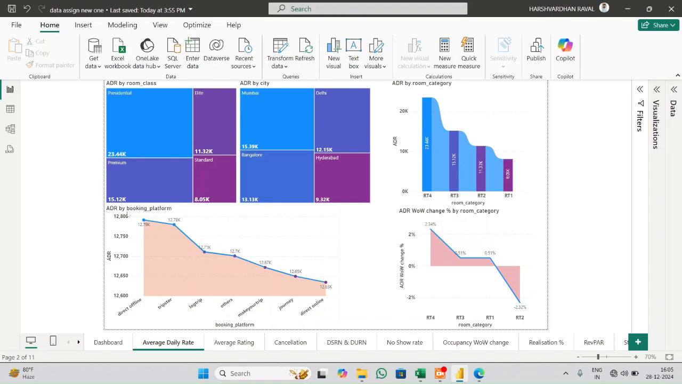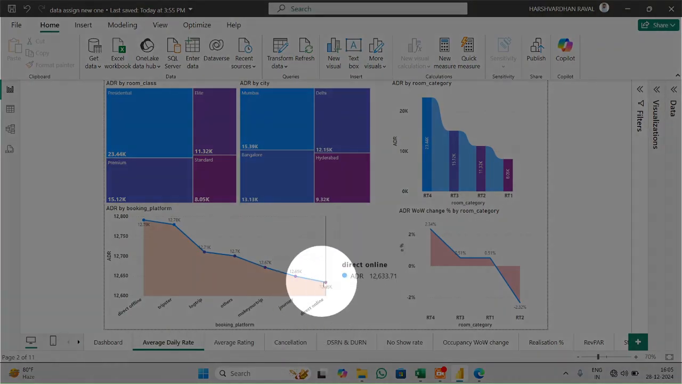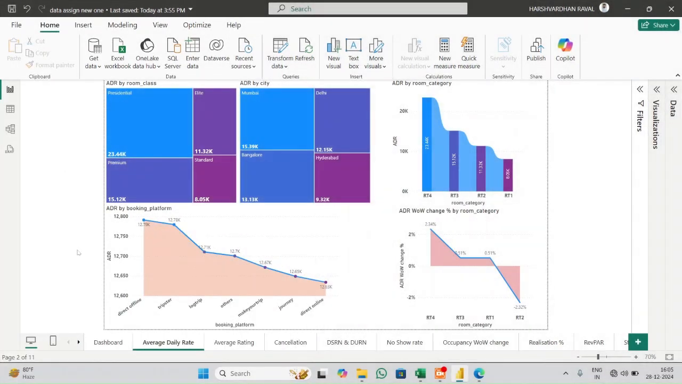After that, ADR by booking platform. As we can clearly see, the online channel is there for booking. It is having the least ADR. So can we say that this particular hotel should focus on its online or digital presence? Because if it increases the digital presence, it will automatically reach customers, they will book their hotel, and ultimately the revenue will grow. So in this kind of way we can draw some insights and give some strategic inputs to the company. ADR by room category we have already seen in the room class.